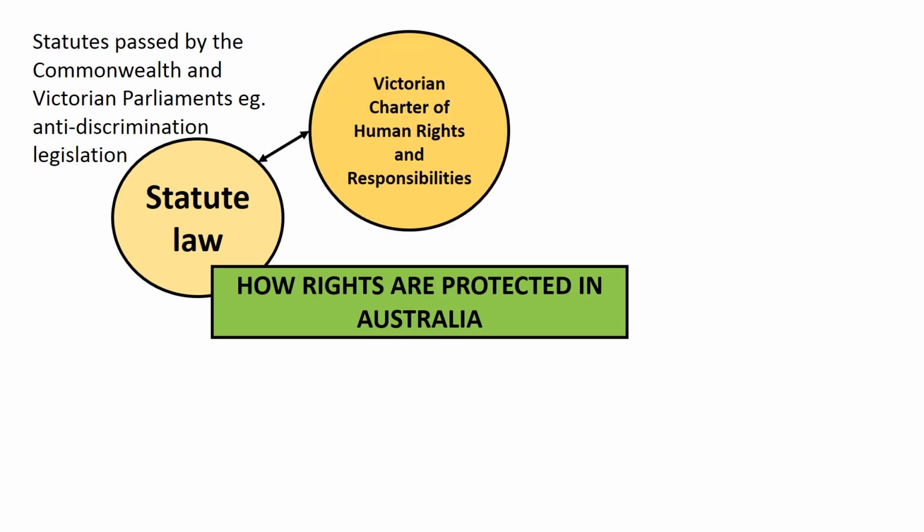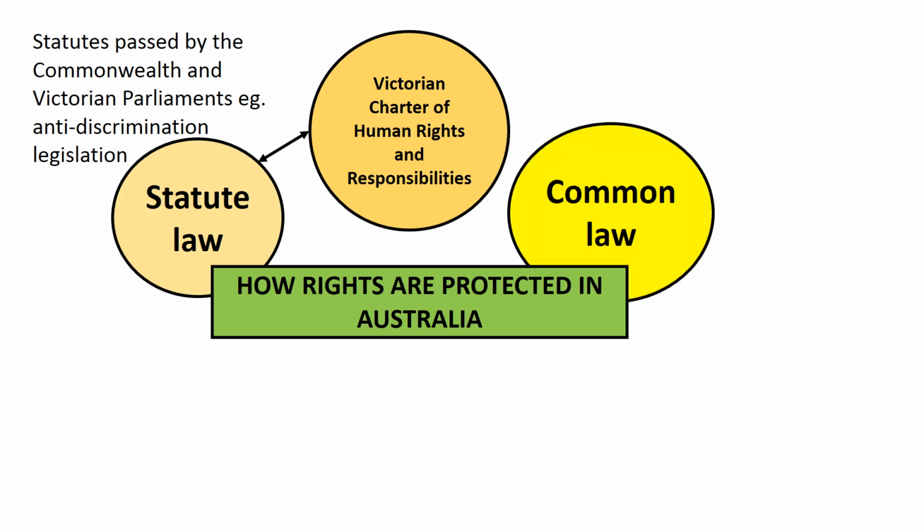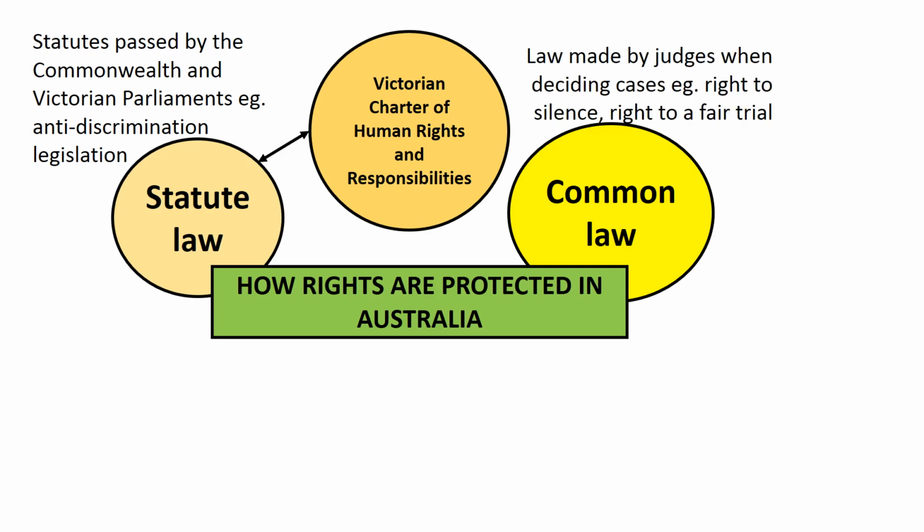In addition, in Victoria, we also have the Victorian Charter of Human Rights and Responsibilities, which sets out some of the rights that the people in Victoria enjoy. The second way in which rights are protected in Australia is through the common law, and that is the subject of this video. The common law is law made by judges when they are deciding cases. So, for example, as we've seen, it's through the common law that we have the right to silence and the right to a fair trial. These are rights that judges have developed through making decisions in cases that they have heard.